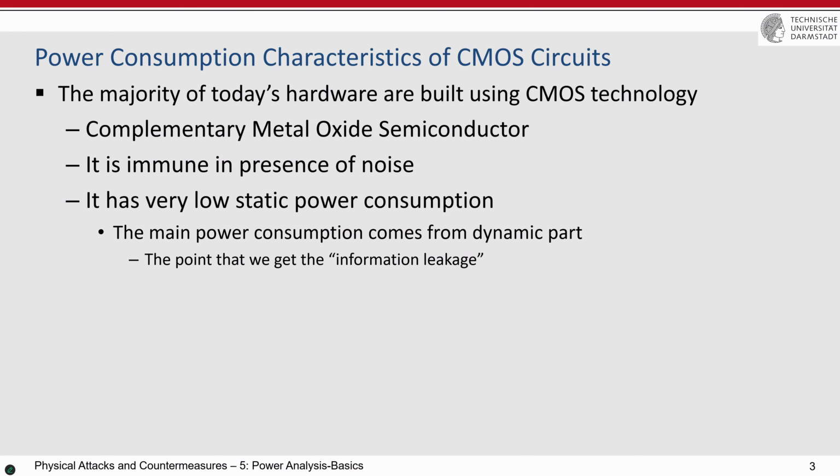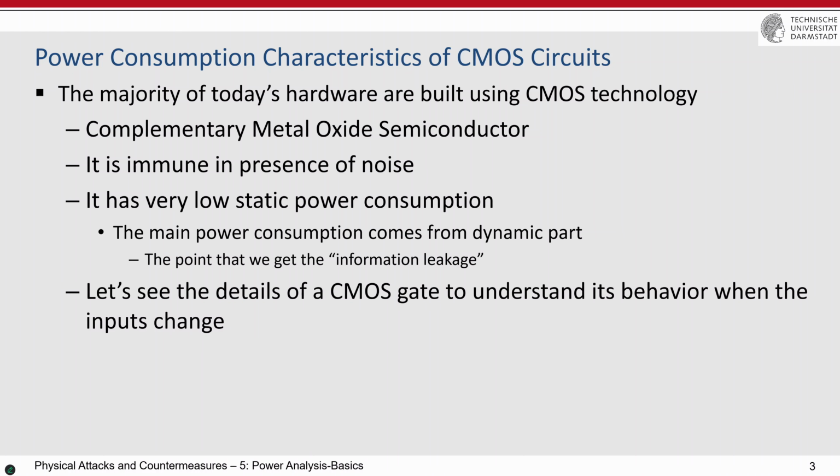And this is the fact that we call information leakage. It means that when the circuit actually consumes some energy, something changed in the circuit. And then by observing this dynamic power consumption, you should be able to understand that something changed in the circuit. It means that you observe the activity of the circuit by observing the dynamic power consumption.